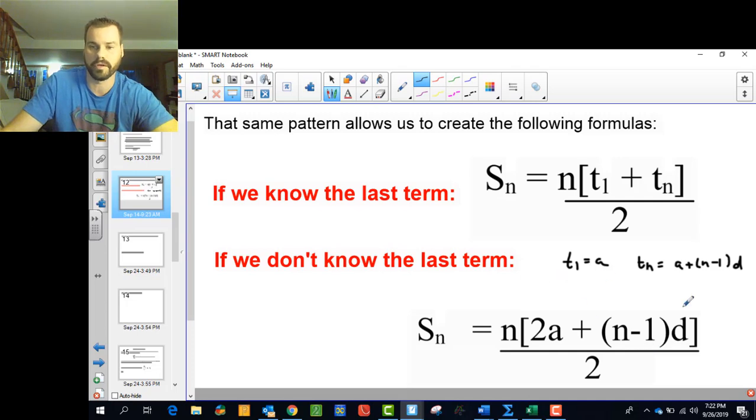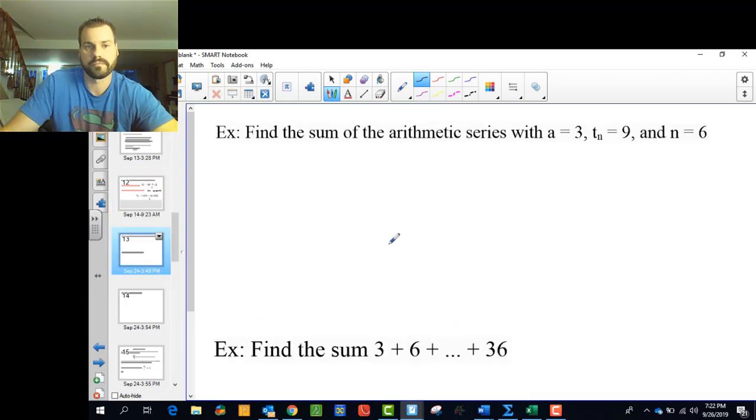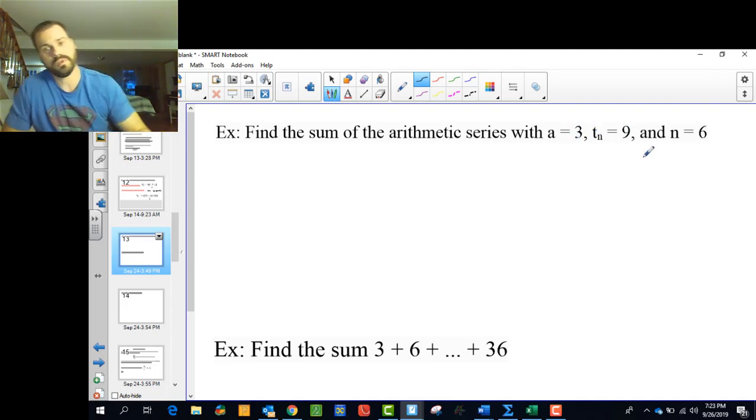I can just use this formula to tell me how many seats there are. That's just a simple example, but that's the idea: we're taking an arithmetic sequence and now we're actually trying to add it up. So here's an example where it says, find the sum of the series. It gives me the number of terms in the sequence, which is also the number of terms in the series. It gives me the first term, and it gives me the last term.